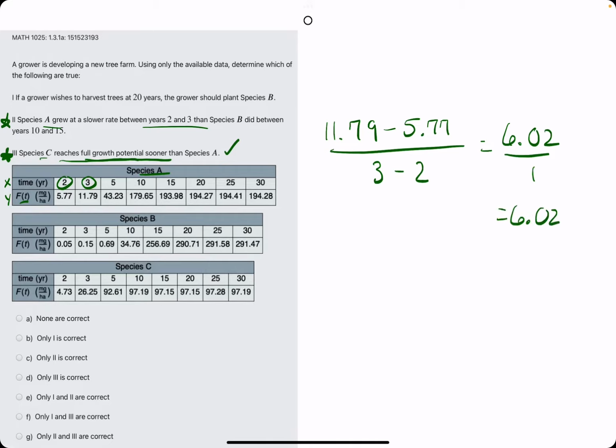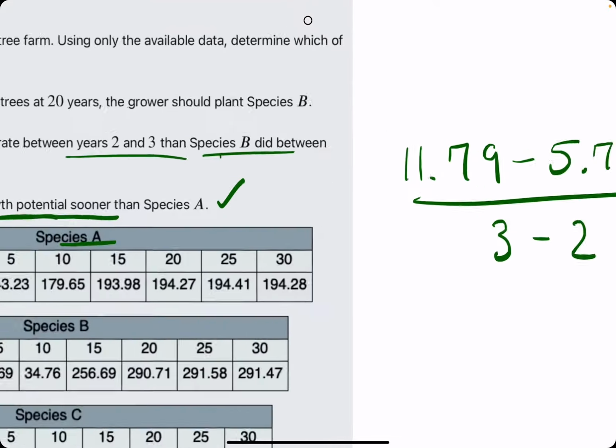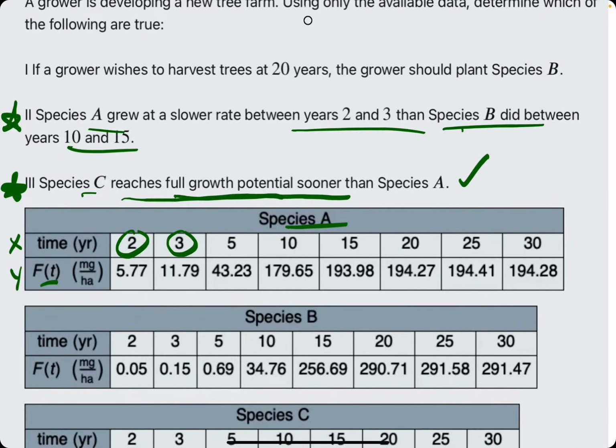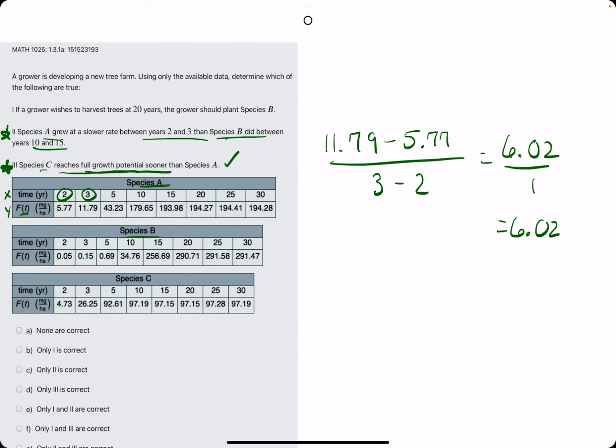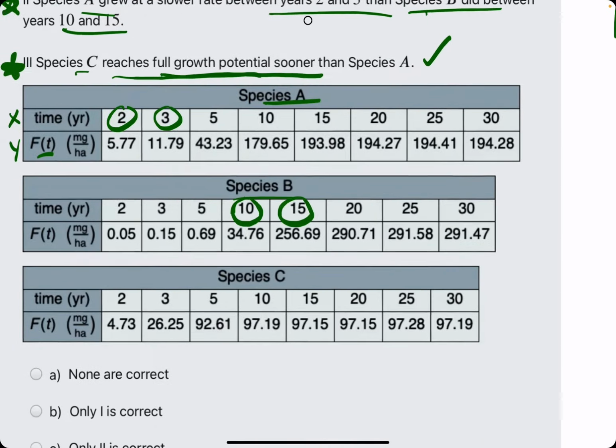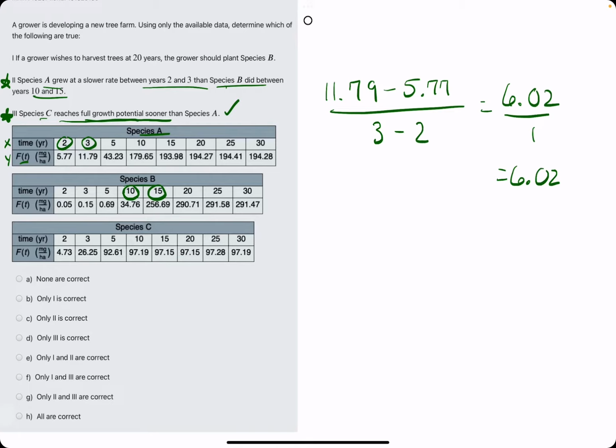Then they say that rate is slower than species B between 10 and 15. So we repeat that process. We look at species B, go to 10 to 15, and find the slope, or the rate of change, between those two values. We start with the function values, 256.69 minus 34.76, and we divide this by 15 minus 10.